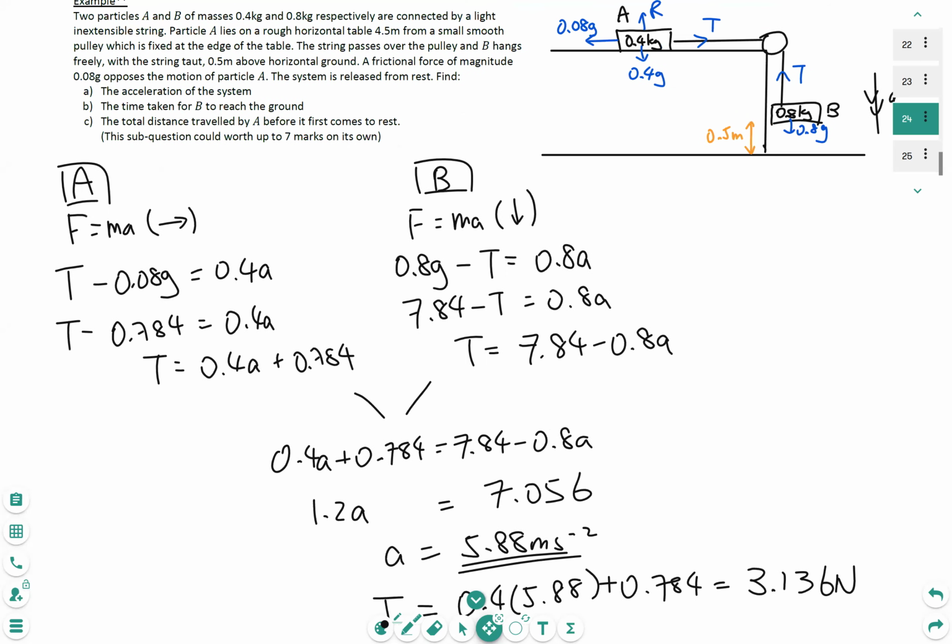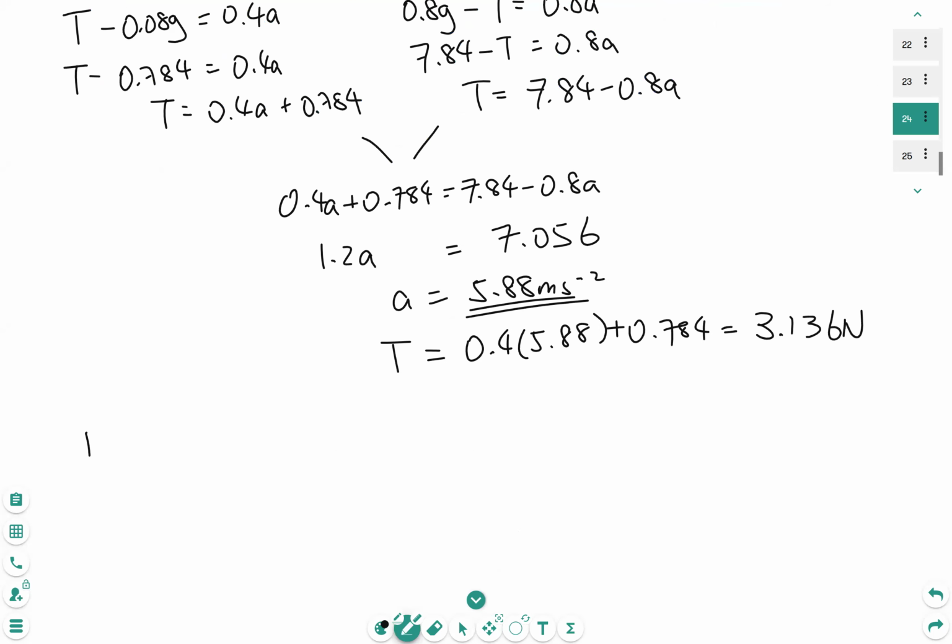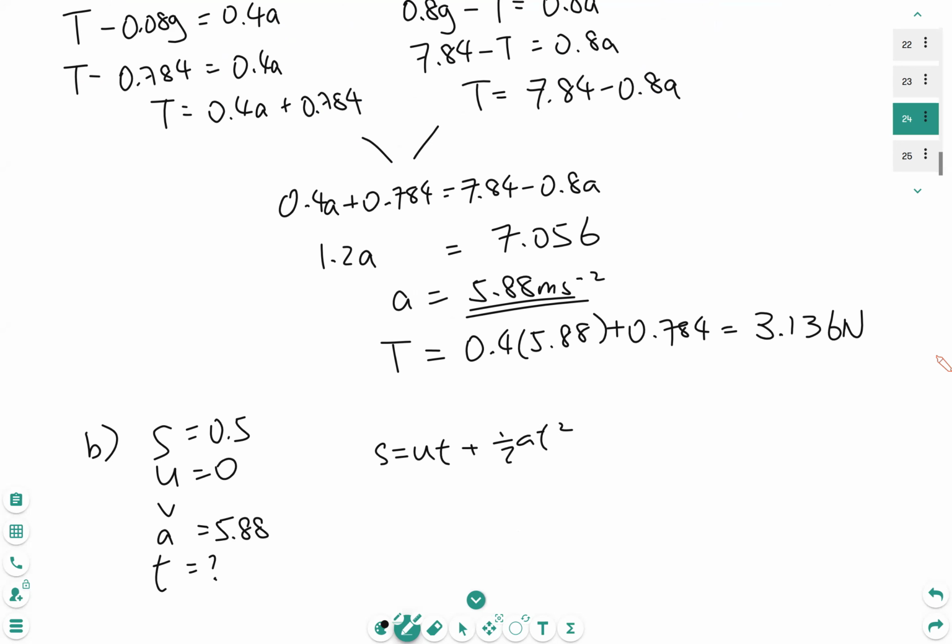To find time taken with given distance, SUVAT. Okay, part B, SUVAT. Displacement is 0.5 meters, right? And then we found out a is 5.88. We know the system is released from rest, so u is 0. So s equals ut plus a half at squared. So s is 0.5, u is 0, plus a half times 5.88 times t squared.